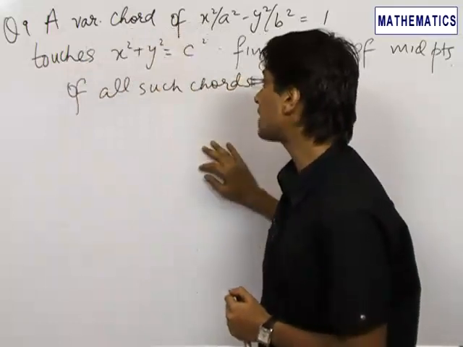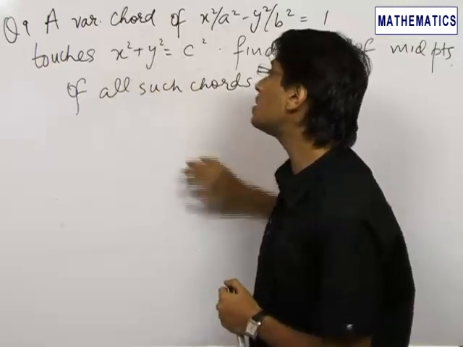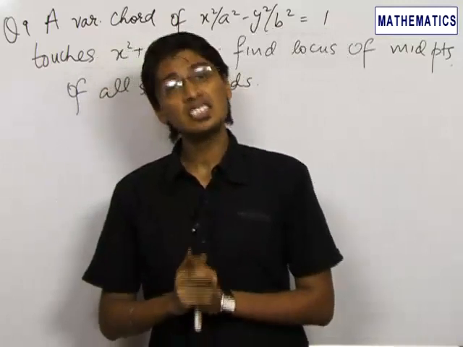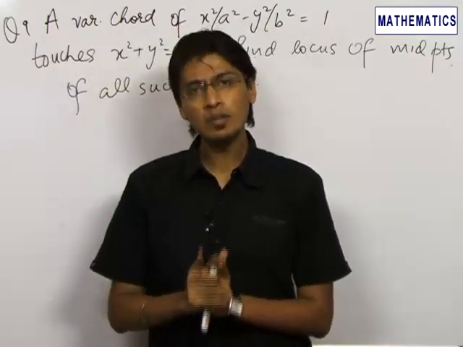Or what we can do is write the equation of this variable chord having a middle point h comma k. In a similar fashion, we can write the equation of the tangent for this circle and compare both the equations. Since the same line is acting in two different ways for the circle and the hyperbola, we'll try to solve the problem in both ways.